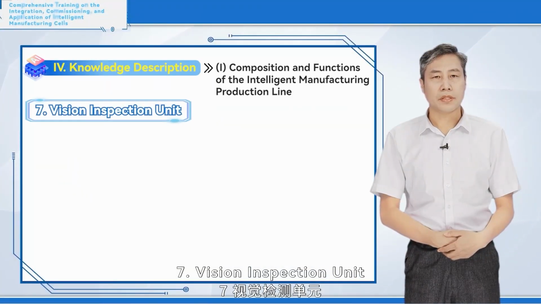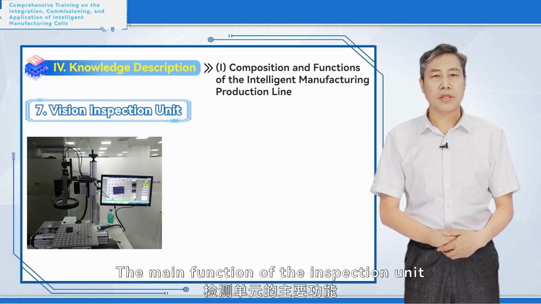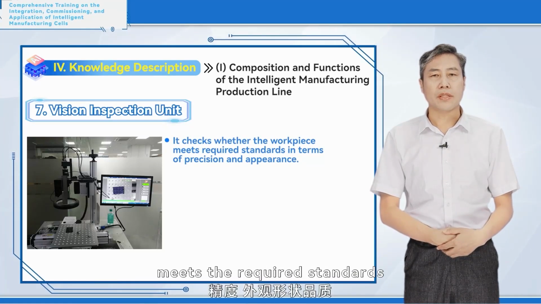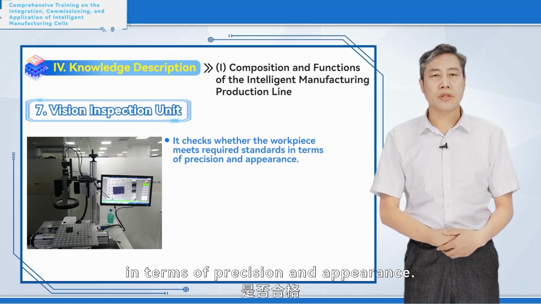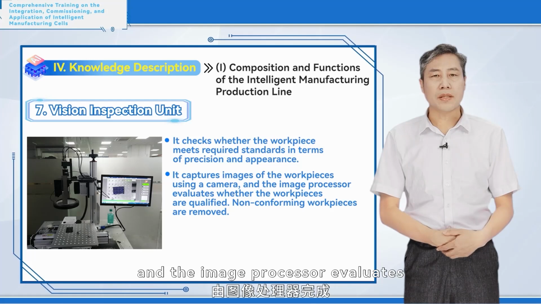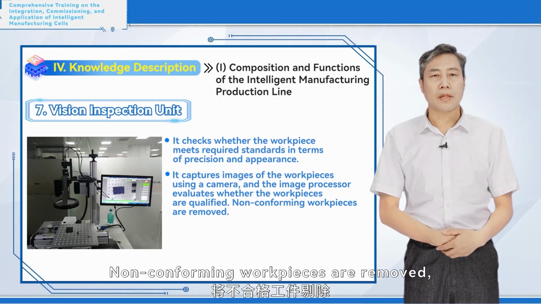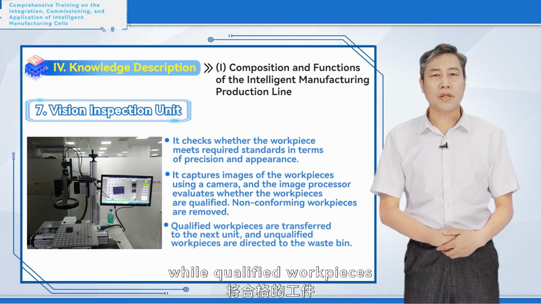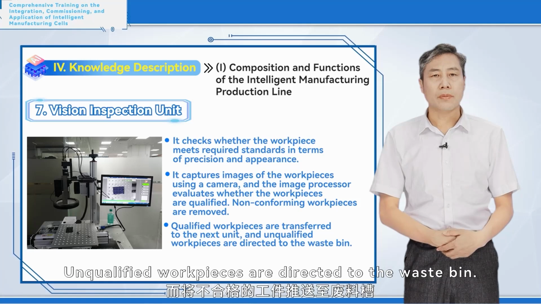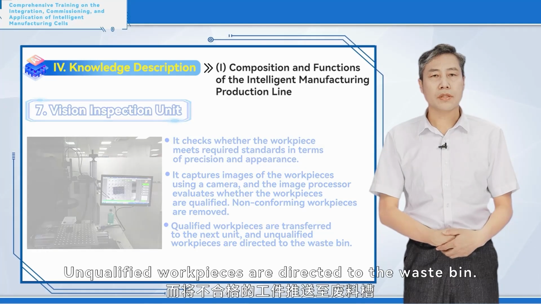7. Vision Inspection Unit. The main function of the inspection unit is to check whether the workpiece meets the required standards in terms of precision and appearance. It captures images of the workpieces using a camera, and the image processor evaluates whether the workpieces are qualified. Non-conforming workpieces are removed, while qualified workpieces are transferred to the next unit. Unqualified workpieces are directed to the waste bin.